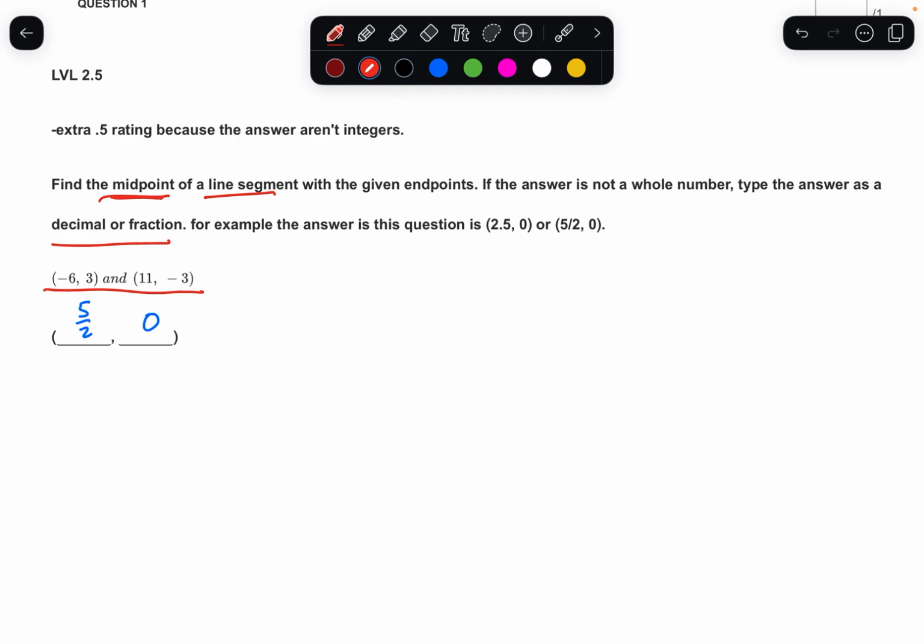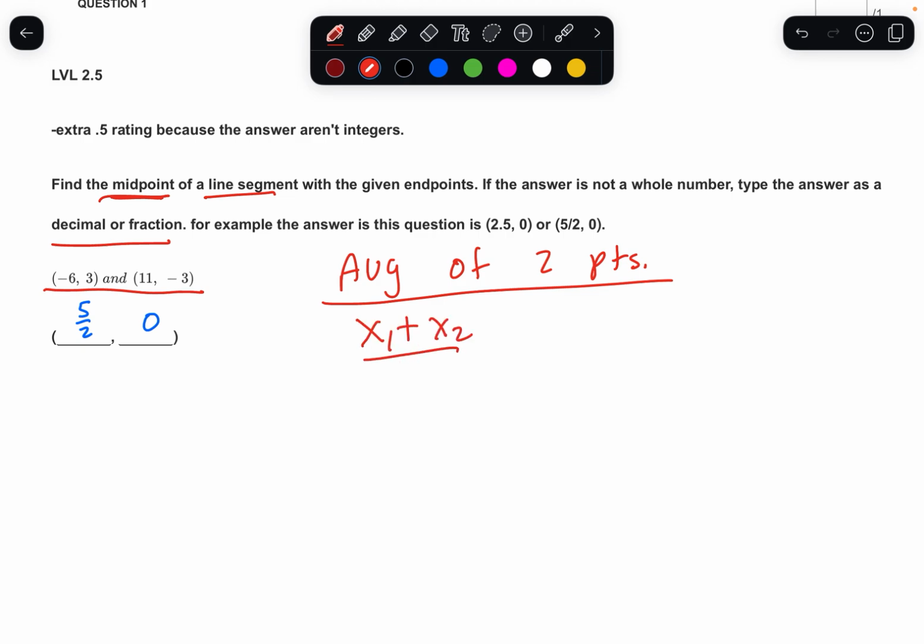A midpoint is the average of the 2 points. Remember, we talked about that, the average of 2 points. How do you get the average of 2 points? You're going to add them and divide by 2. If you were to write it out as a formula, you're going to add the x-coordinates and divide by 2. You're going to add the y-coordinates and divide by 2, and that's going to give you a midpoint. It's not a single number, it's a coordinate, it's a point.